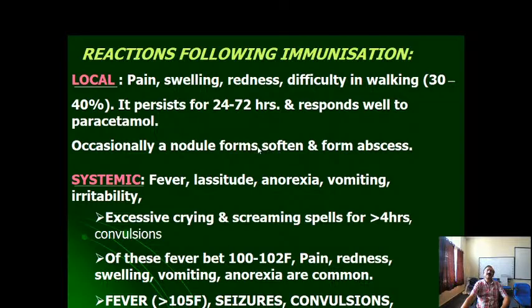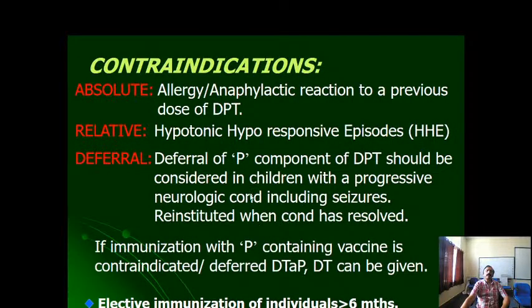Reactions may occur during immunization: pain, swelling, redness, difficulty in walking, and systemically you may get fever, lassitude, anorexia, vomiting. The child may have excessive crying, screaming spells, convulsions, and the temperature may rise. If the temperature rises very high, then you're looking at a little bit of trouble. So you may have seizures, convulsions, collapse, difficulty in breathing. These are serious side effects.